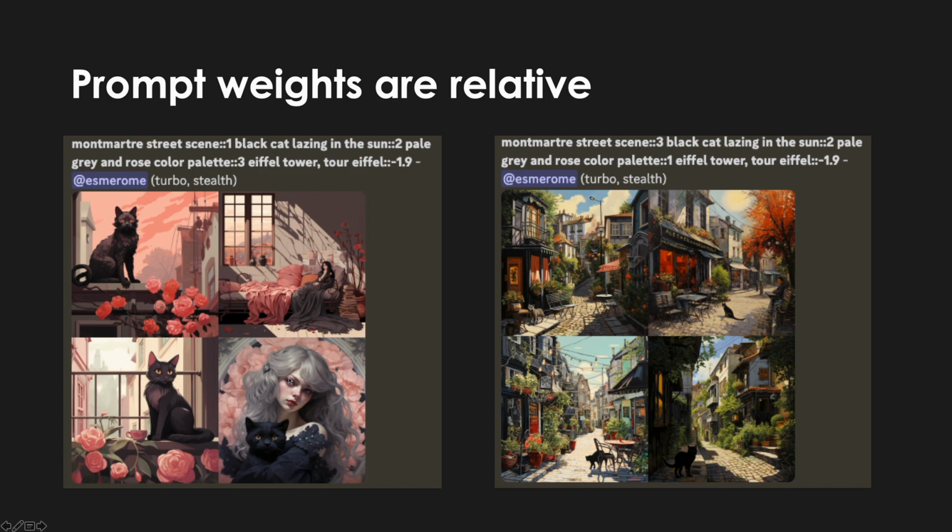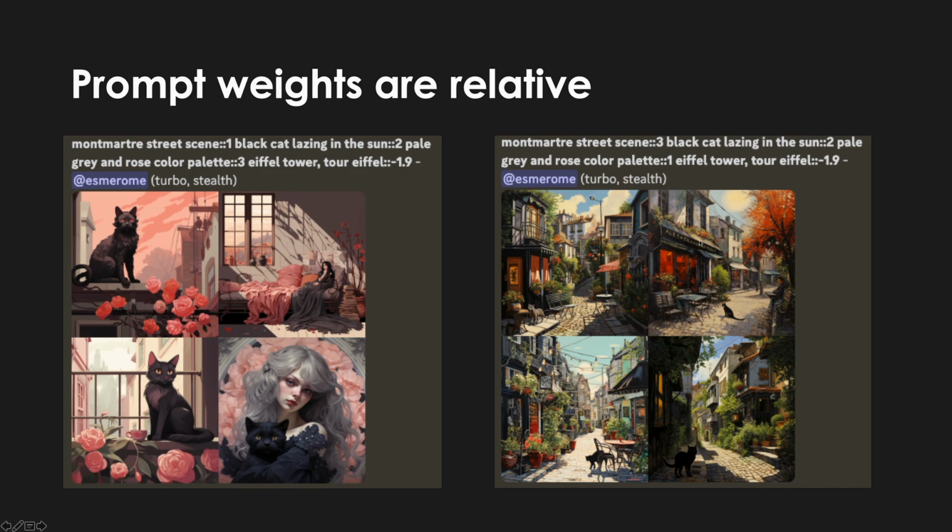In this picture on the bottom left, we've got a young woman with gray hair holding the cat, surrounded by pink roses. And there's not a whole lot of Montmartre in here. I mean, the buildings in the background kind of look Parisian, but there's not a lot of focus on them. So that gives you an example.